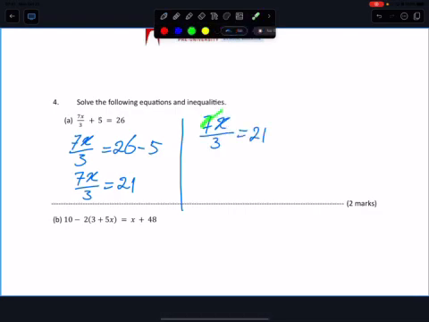I have a number. When divided by 3, the answer becomes 21. Keep applying the same rule over and over again. Something divided by 3 equals 21. How do I get to that something? You multiply 21 with 3. Why multiply? I'll make a simpler equation.